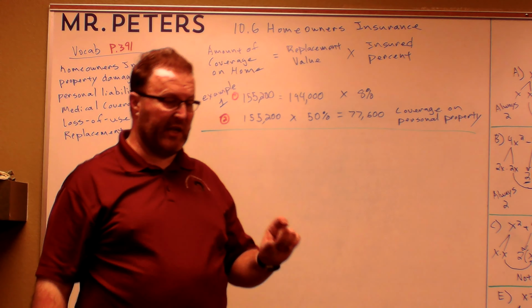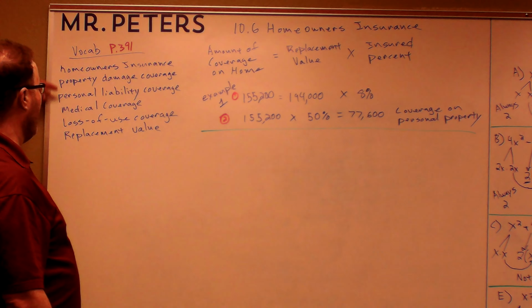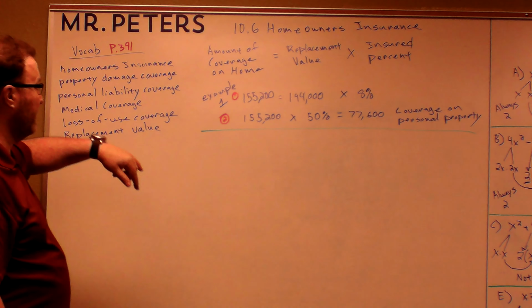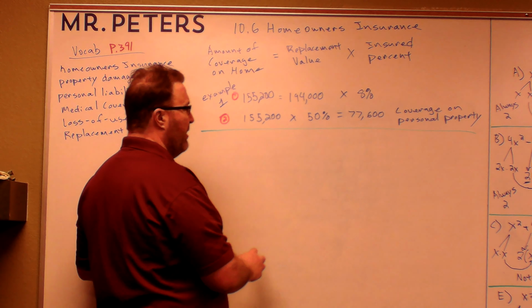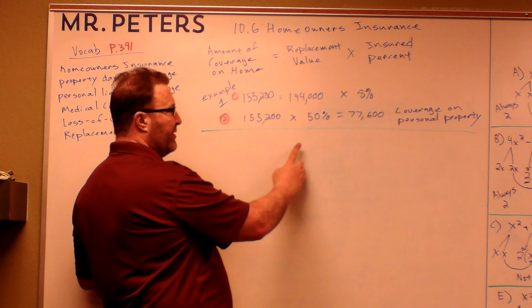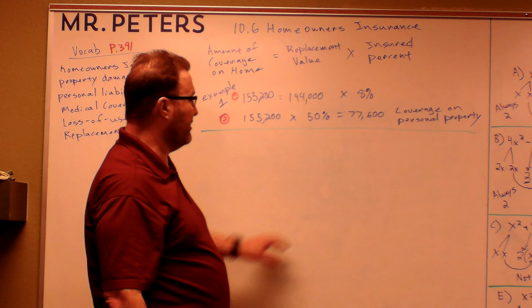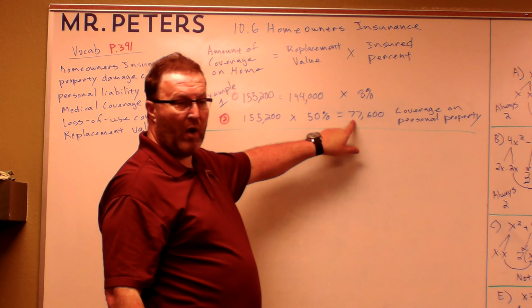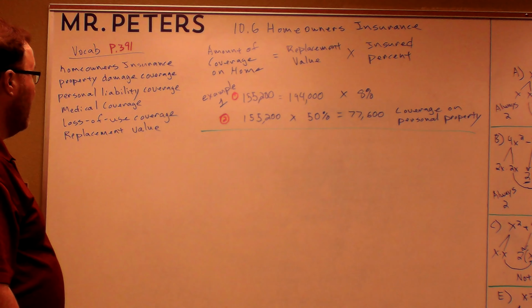If you look at the table that's in your handout, there's different percentages for different types of insurance amounts. And so this one is just dealing with the coverage of the personal property. So we take the $155,200 times it by 50%, it's $77,600. So this is the amount of what they're paying on the coverage. Make sense? Okay. And that's it.